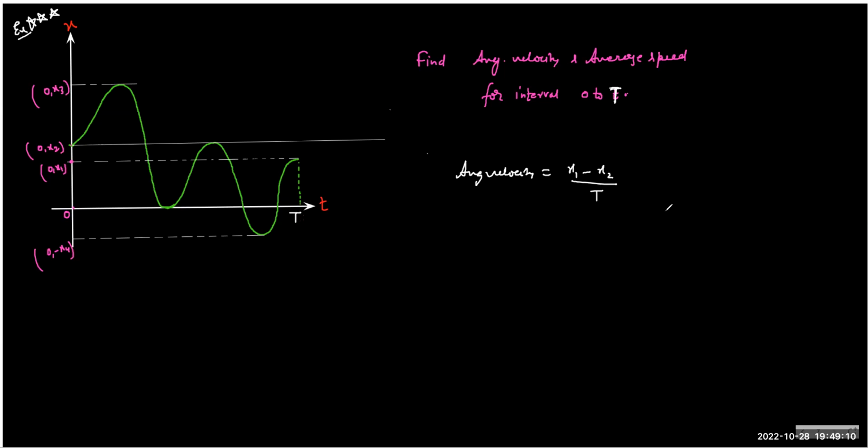So final is where? X1, no? You end your journey here, which is x1, and you begin at x2. Correct? At t equals 0, where you are? At x2, no? So the displacement is called change of position, right? Final position minus initial position is called displacement, and displacement upon time is called average velocity, isn't it?